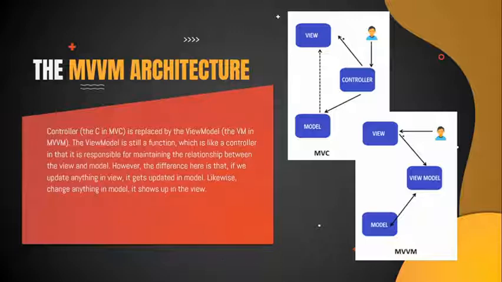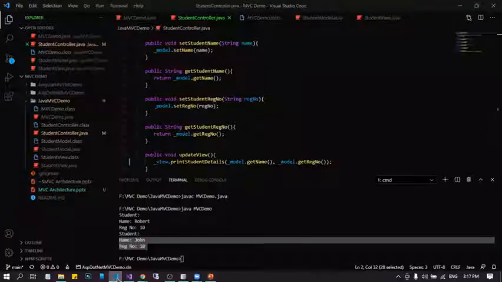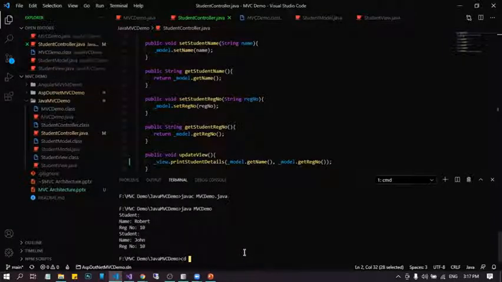Right? So what happens in MVVM is we replace the controller with the view model, and then we update the view from the view model, right? The most popular example, or at least the first popular framework that used this approach, is Angular. So in the Angular example, let's open it up. I will show you that also. I have a demo application for that as well. Let's see.